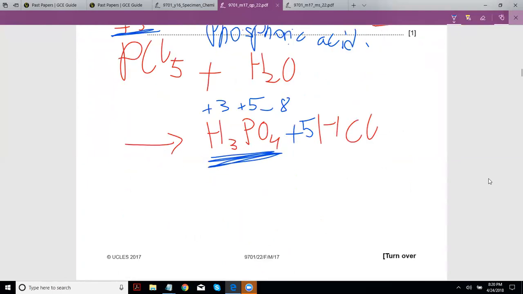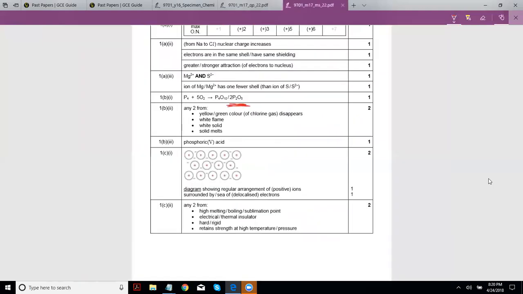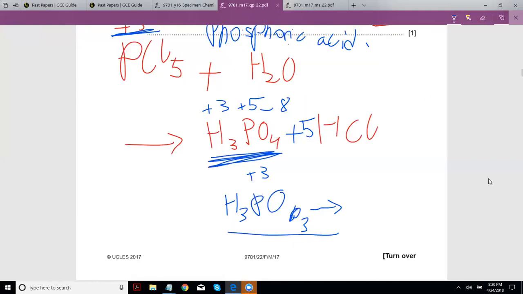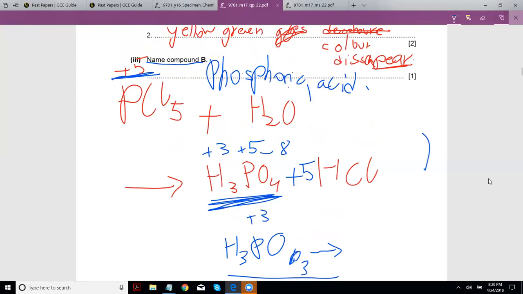Yeah, but if it's +3 here, and this is still H3 most probably, then it's O3, right? If the oxidation state of P is +3, this would be, I believe, phosphorous acid rather than phosphoric acid. But let's just check the marking. Phosphoric(V) acid. Good habit, no harm done.